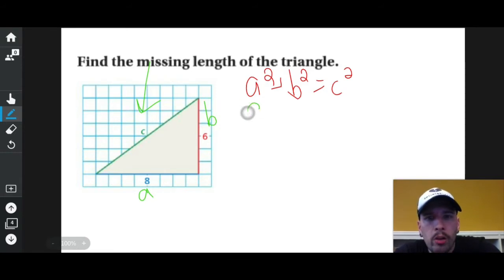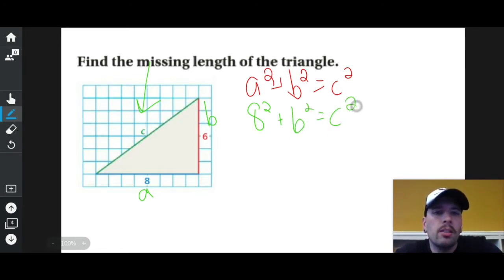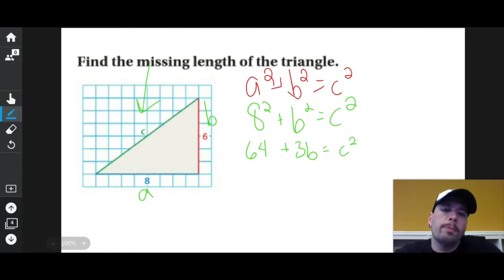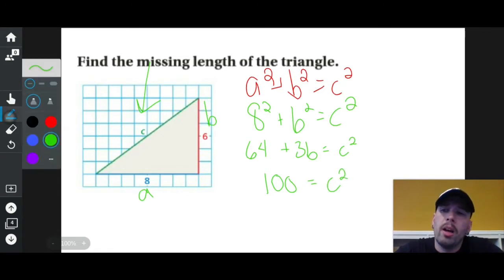So a, according to what I wrote out, is going to be 8 squared. B is going to be 6 squared, and C is C. 8 squared is 64, 6 squared is 36. C squared is C squared. 64 plus 36 is 100. Yum.